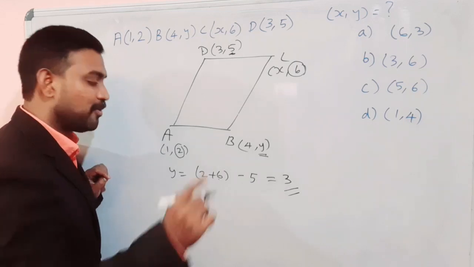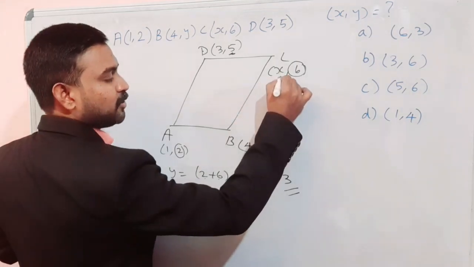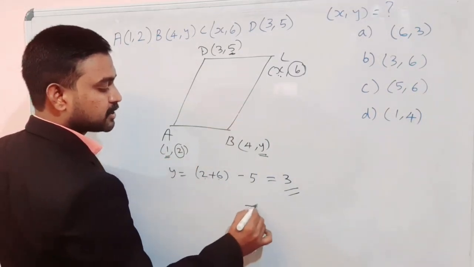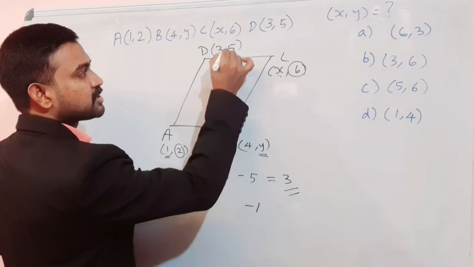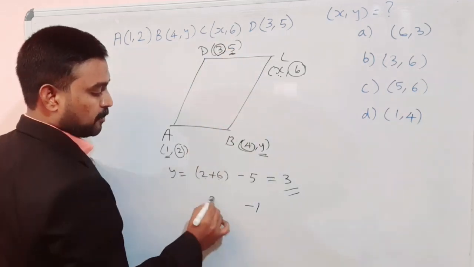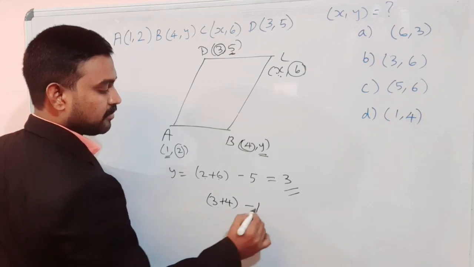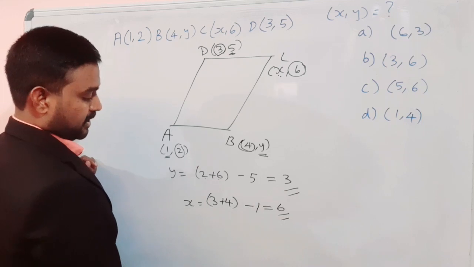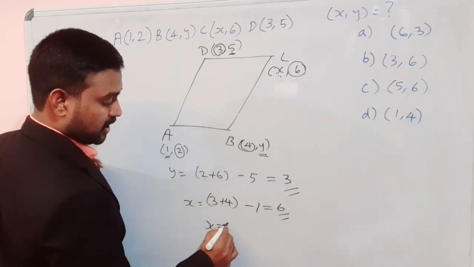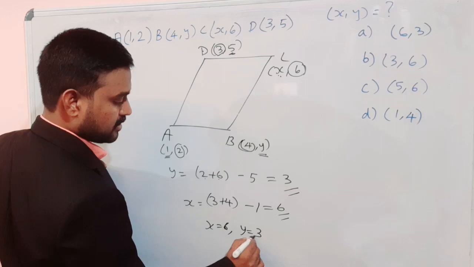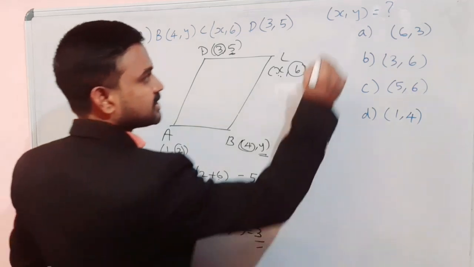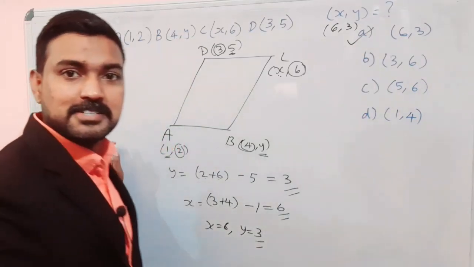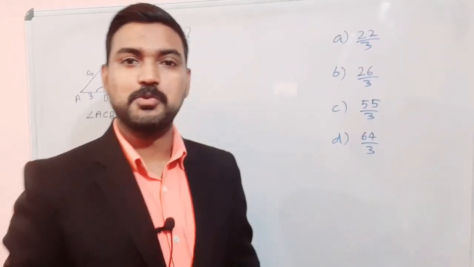Good idea. Now similarly we can find the value of x. What is the opposite x value? Here the opposite x value is 1. Just subtract 1 from the sum of the other x values, here 3 and here 4. So 3 plus 4 is 7, minus 1 is equal to 6. This is the x value. Sorry, x value is 6 and y value is 3. So x comma y is 6 comma 3. So option A is the right answer. Is it easy? Now we can go to question number 30.